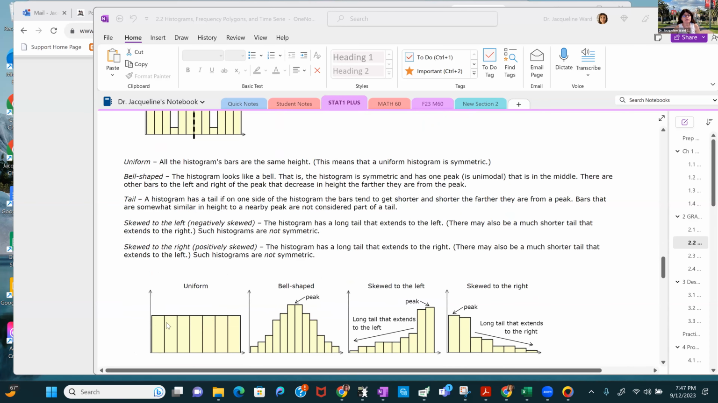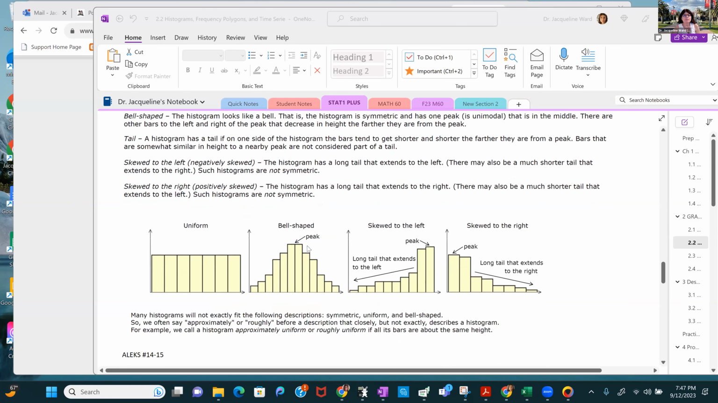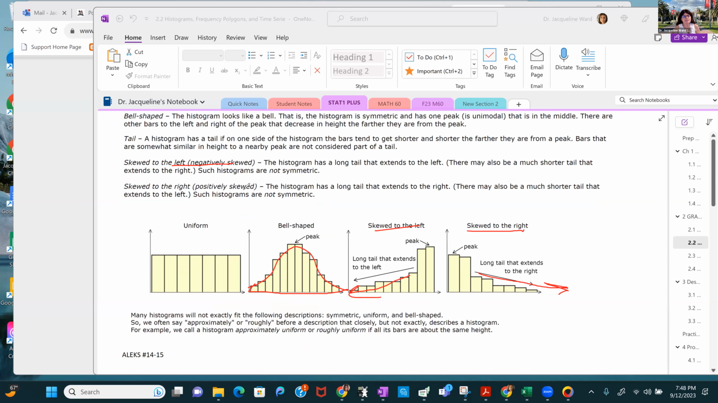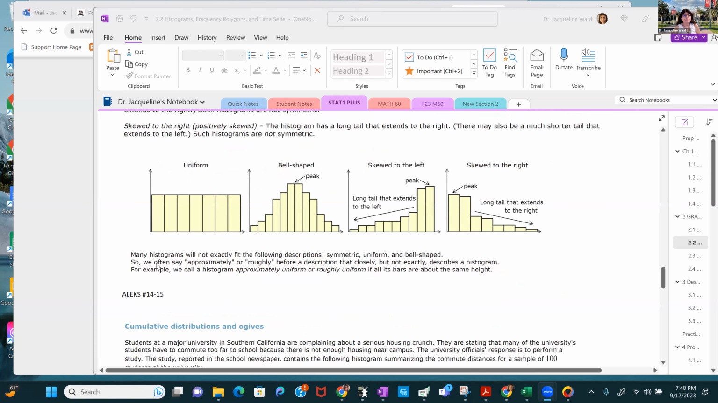A uniform histogram is one in which all the bars are the same height. A bell-shaped one looks like a bell. And this is like that. Like a Liberty Bell, you know, like a Liberty Bell. And then there's a tail, like here. This is a tail off to the left, and we say it is skewed to the left or negatively skewed. And here there's the tail on the right. We say it's skewed to the right or positively skewed because positive numbers are on the right, negative are on the left. So there's always that kind of orientation. And like it says here, many histograms won't exactly fit one of these descriptions, but we often say, you know, the histogram is roughly uniform or approximately bell-shaped, et cetera, et cetera.